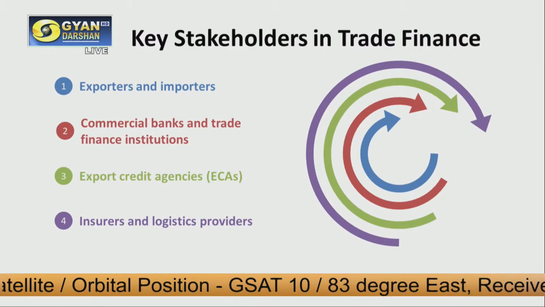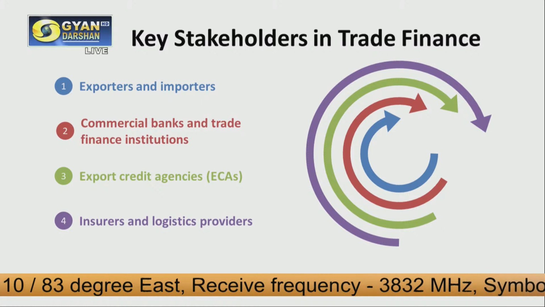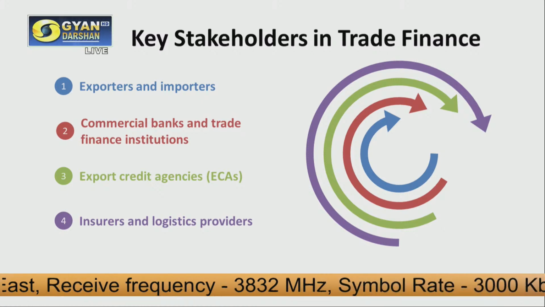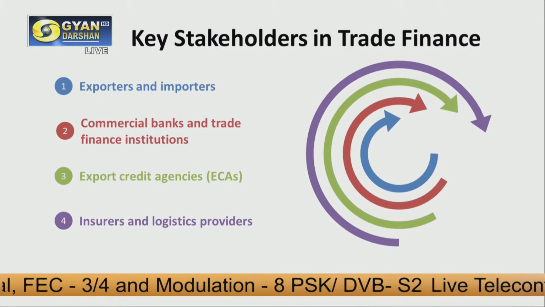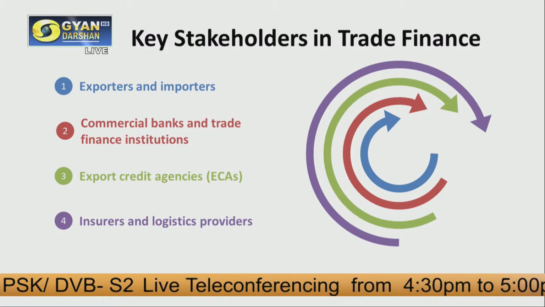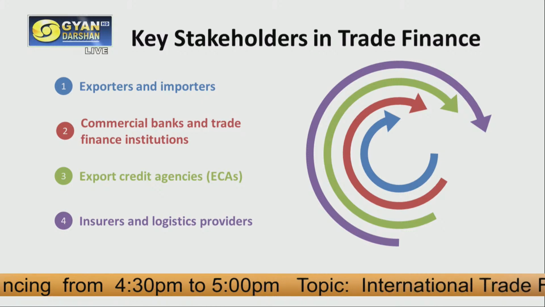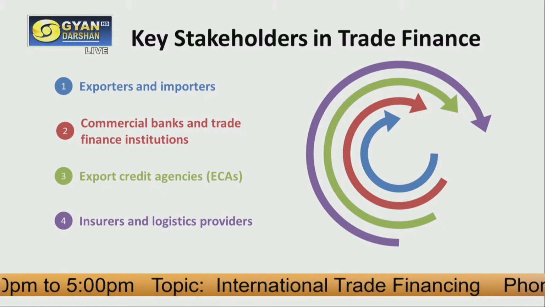Let us see who are the key stakeholders in international trade. Number one is exporters and importers. Friends, the sellers and buyers in international trade are known as exporters and importers. Sellers are exporters and buyers are importers. Number two is commercial banks and trade finance institutions. Number three is the export credit guarantee agencies which operate in international trade finance.